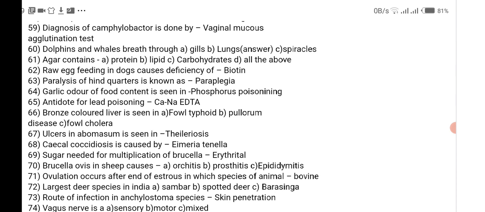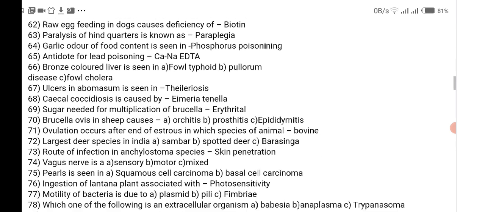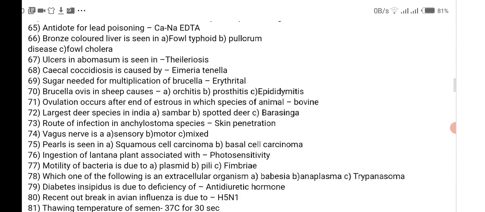Brucella ovis in sheep causes, don't know. Ovulation occurs after the end of estrus in which species of animal? Bovine. In bovine, ovulation occurs after the end of estrus. Largest deer species in India is, do not know.